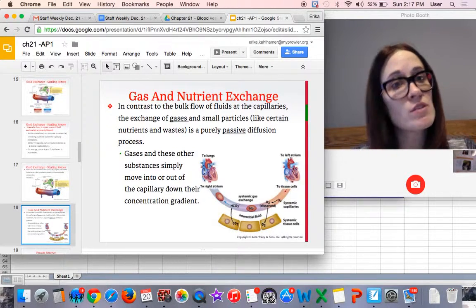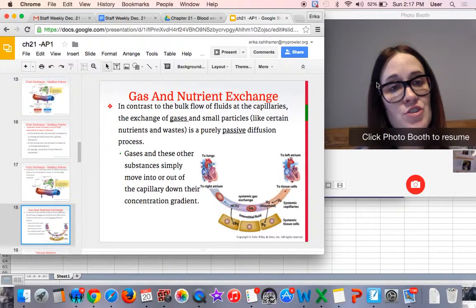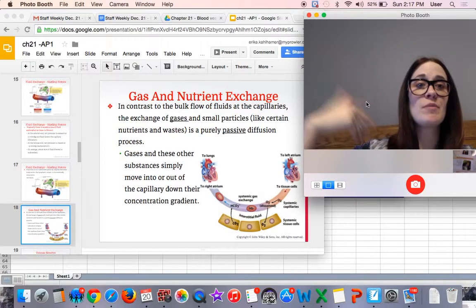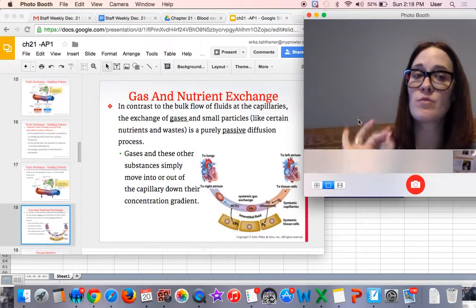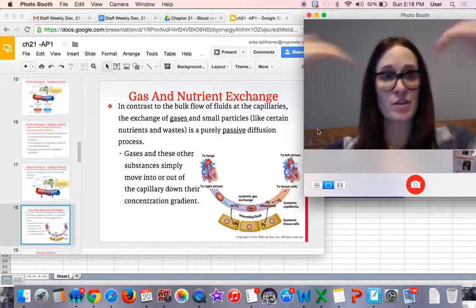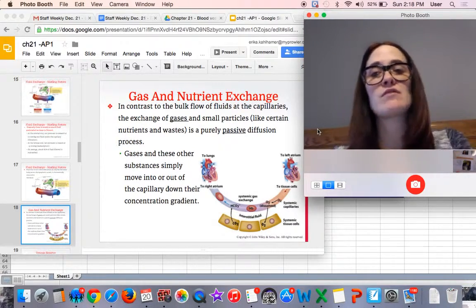Okay, so that was fluid exchange. And the reason why fluid goes in and out of the capillaries is due to pressure differences. Higher pressure outwards, fluid's going to move out of the capillaries. Higher pressure inwards, fluid's going to move into the capillaries.